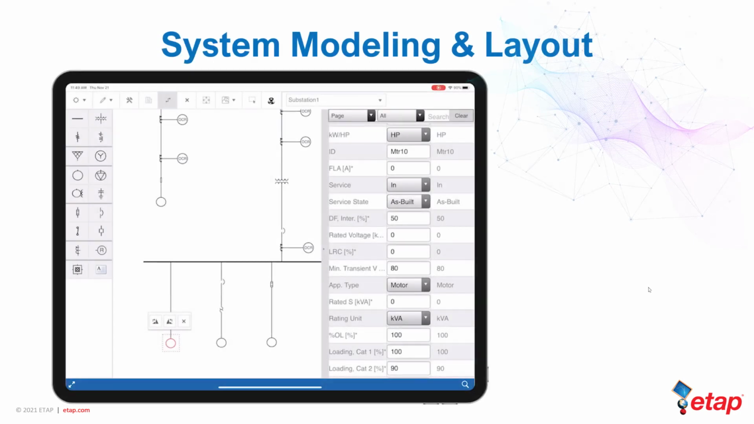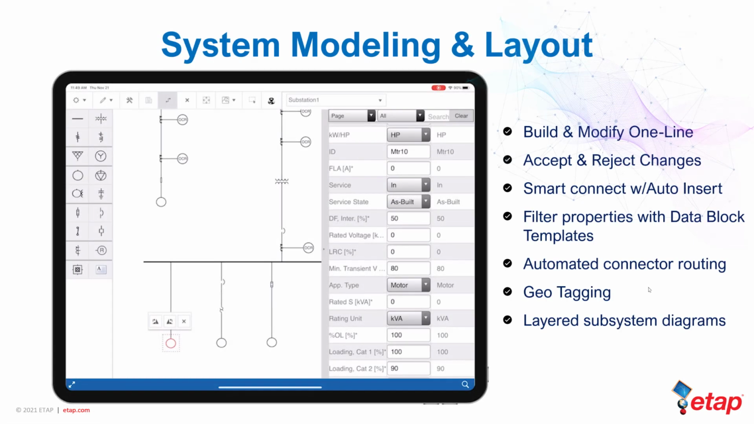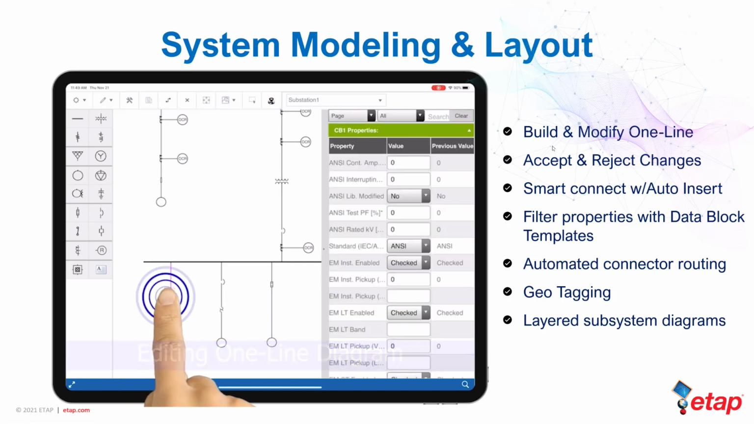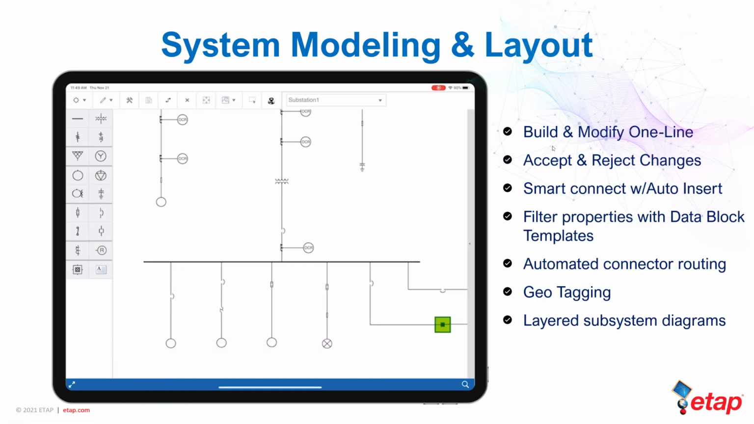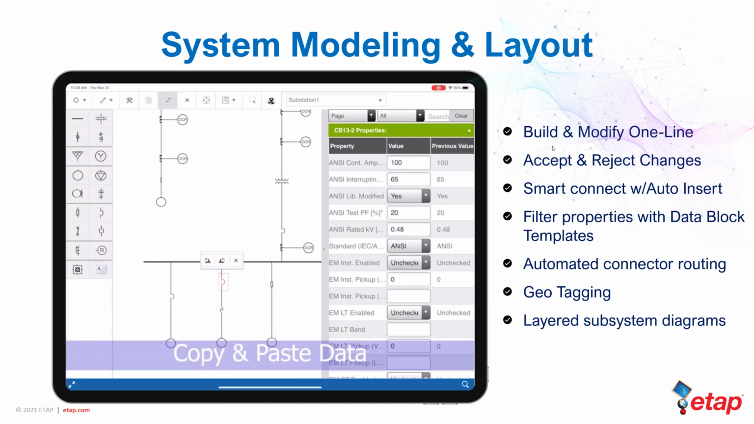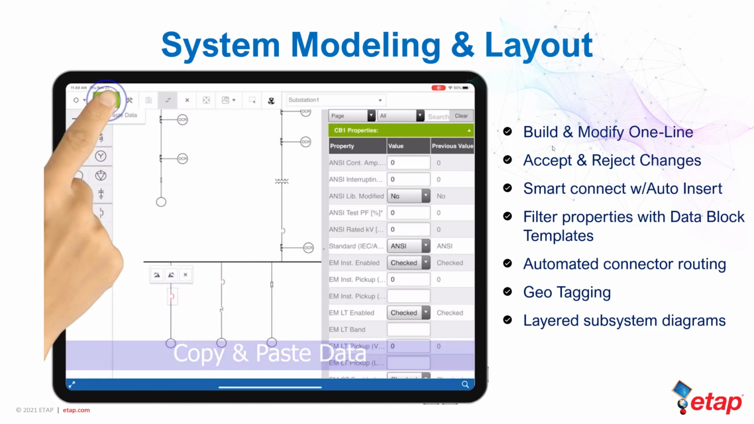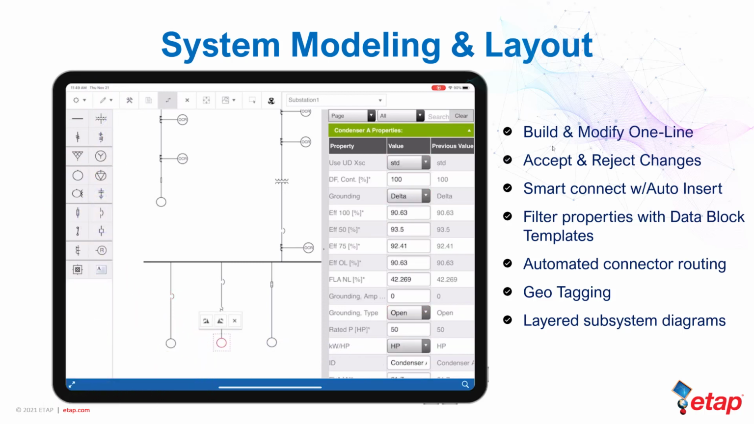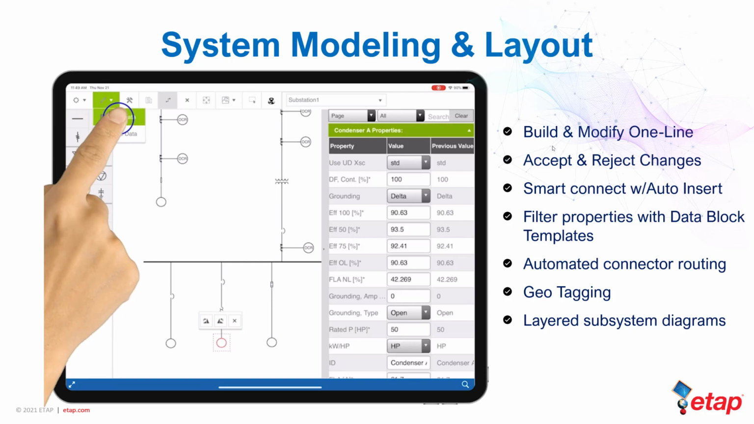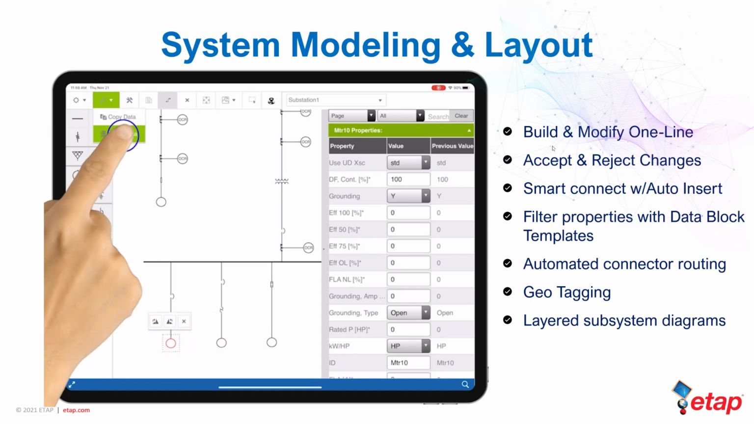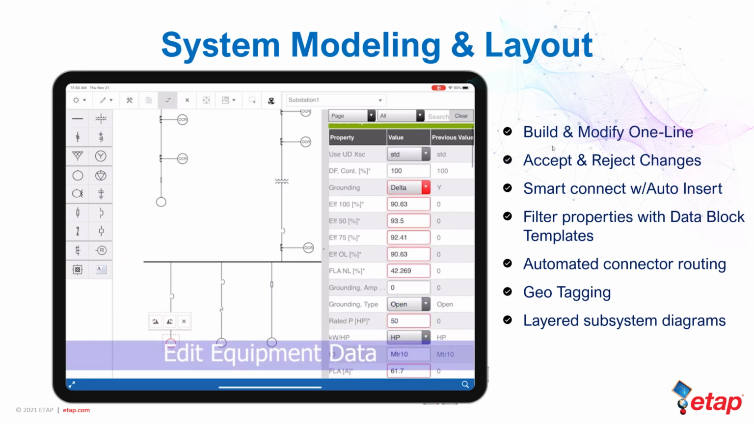You can also use the etapAPP for system modeling and layout, making it very easy to edit the one-line diagram by simply adding new objects or components into the model, selecting an existing piece of data, and pasting it into the new component that you've just created. And then the program quickly shows you what you have changed from the previous state to the new state. So essentially your original data as well as your pasted data.